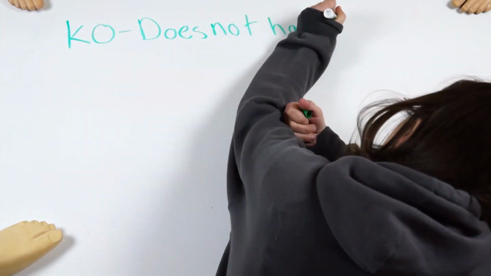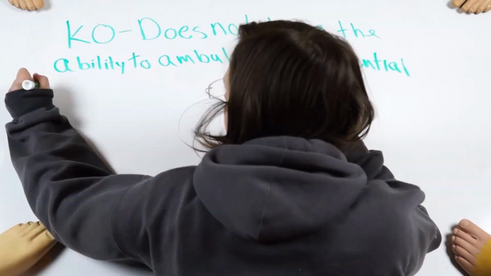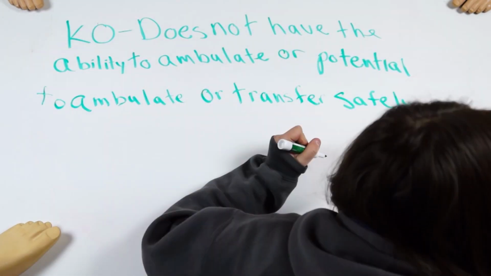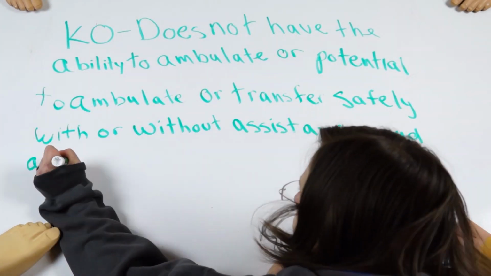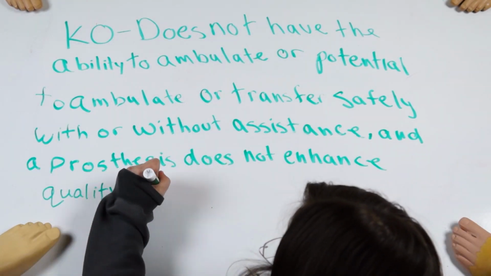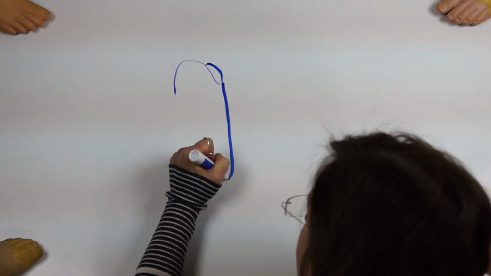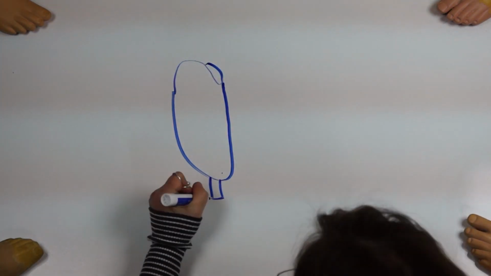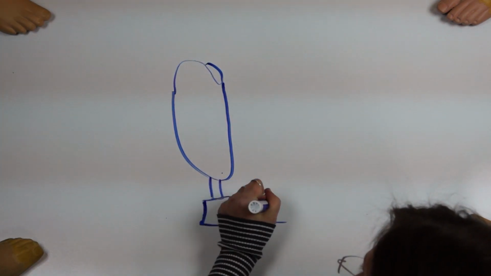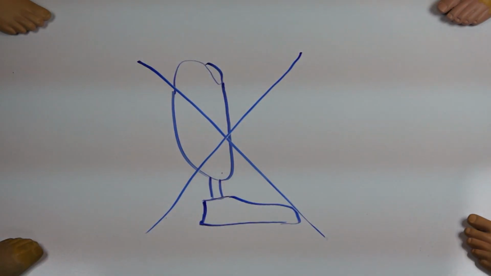K level 0 does not have the ability or potential to ambulate or transfer safely with or without assistance, and a prosthesis does not enhance quality of life or mobility. A person who's a K level 0 will not be fitted with a prosthesis because that prosthesis does not have the ability to enhance that person's mobility or their quality of life.